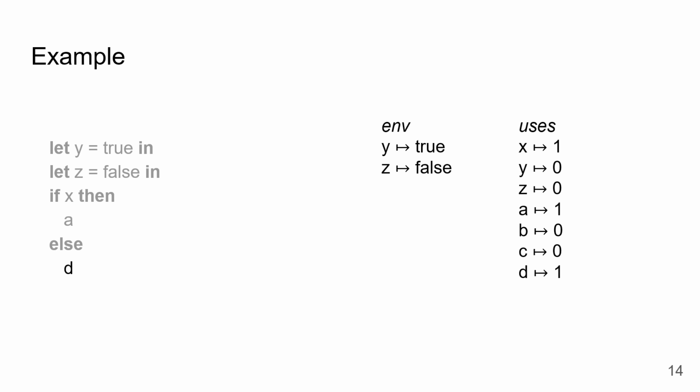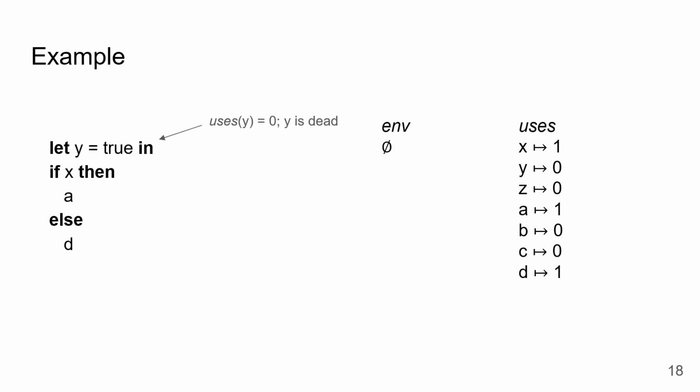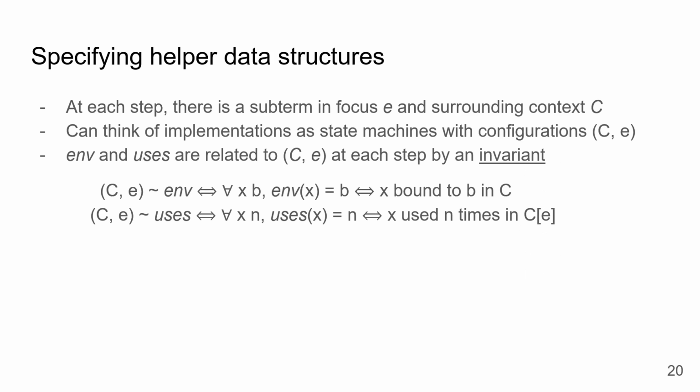Now, after decrementing various use counts, certain variables are dead, and we will discover this as we return from recursive calls on the way back up. Notice that at each step in this example, there was a subterm in focus, which I rendered in black font, and a surrounding context, which I rendered in gray. We can think of an implementation of a program transformation as a state machine with configurations of this form, consisting of pairs containing surrounding contexts and subterms in focus.